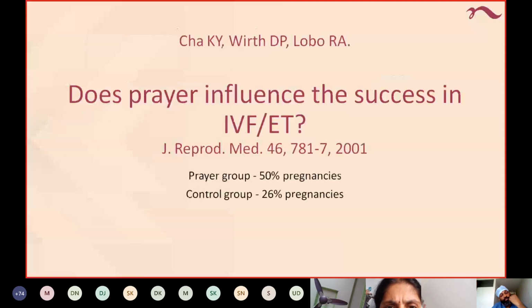Yes, is it possible that prayer can influence the success? Even this study has been done and published in the Journal of Reproductive Medicine in 2001. The prayer group had a higher pregnancy rate of 50%, and the control group had only 26%. It's left to individual faith.